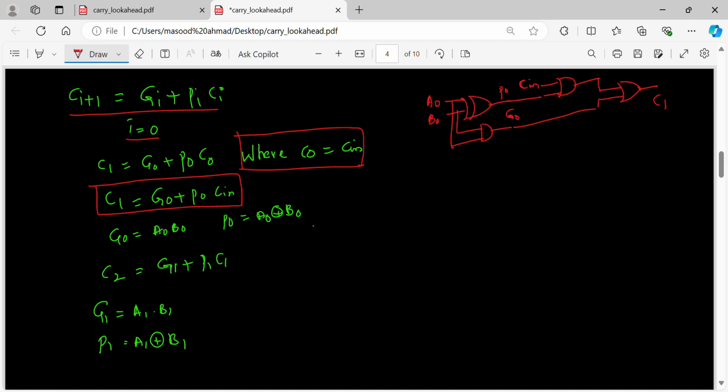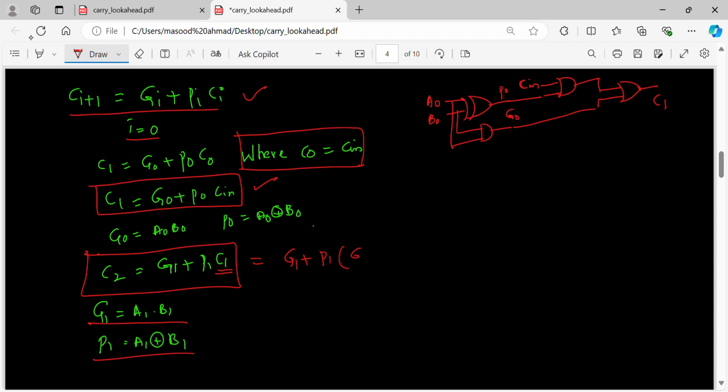Similarly, if you want C2, C2 is this expression. From the fundamental expression, G1 and P1 are written here. What I need to do is substitute C1 in this, which we know already from here. So this will be G1 plus P1 multiplied by C1. C1 is G0 plus P0 Cin. So if I do that, this will be G1 plus P1 G0 plus P1 P0 Cin. This is exactly C2.